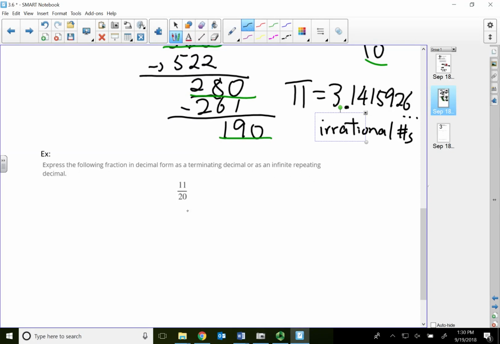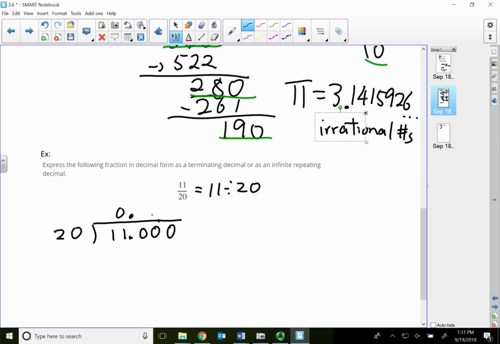All right, so 11 over 20. So this is 11 divided by 20. The dividend is 11, goes inside. Whatever is on top goes inside. Whatever is on the bottom goes on the outside. It doesn't tell me where to round to, so I'm just going to add a couple of zeros here. If I need more, I would just put more. 20 cannot go into 11, so that will be 0 times.